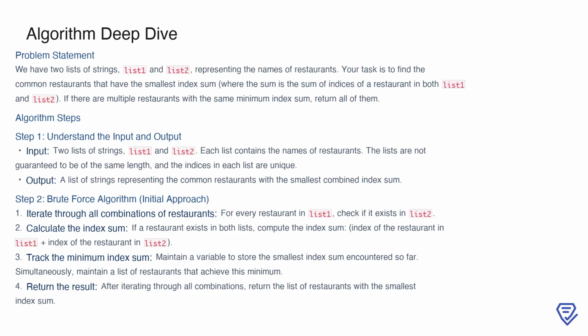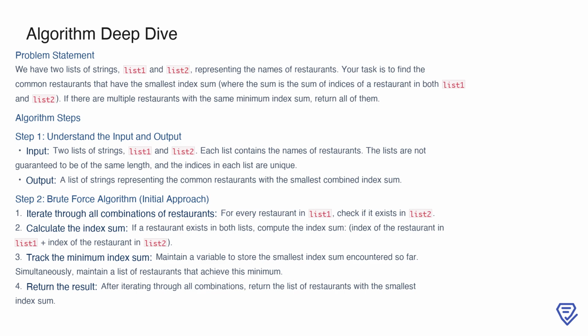To approach this problem, we can start by understanding the input and output. The input consists of two lists of strings, which may not always be of equal lengths, and their indices are unique within each list. The output is a list of strings containing the common restaurants with the smallest index sum.